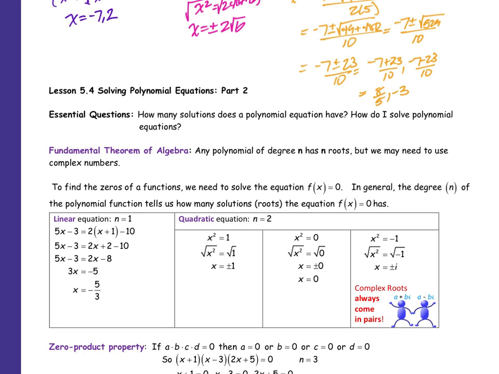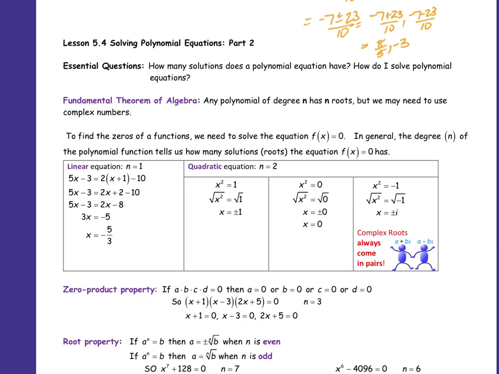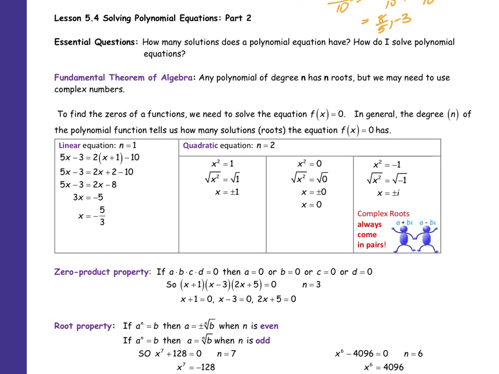So if it's a degree 6, it has 6 x-intercepts, or 6 roots. They may be imaginary roots. They may be complex roots, but it has 6 roots. And we may not be able to find all of them because they're imaginary, depending on how we solve it. But that's what it says. So if I have a 3rd degree polynomial, then I should have 3 answers. 2nd degree should have 2 answers. That's how that works.